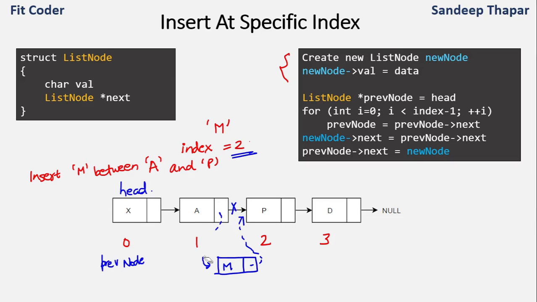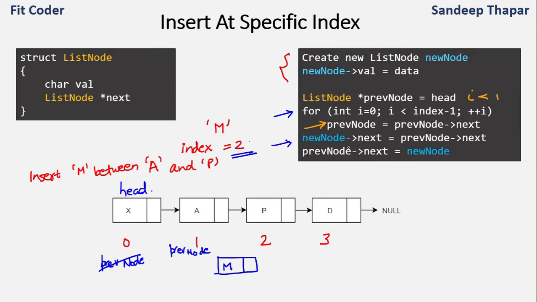So how we are doing this is, we have started previous node which is pointing to head, then we have a for loop. So it starts from I equal to 0 and we go till index minus 1. So we'll go till I is less than 1. So previous node becomes previous node next. So previous node now points to A. Now in the next step, I becomes 1. So this for loop breaks and we come here.